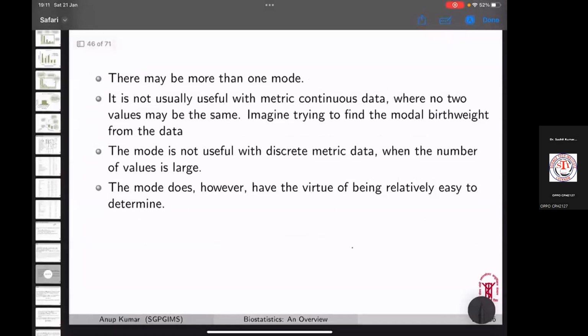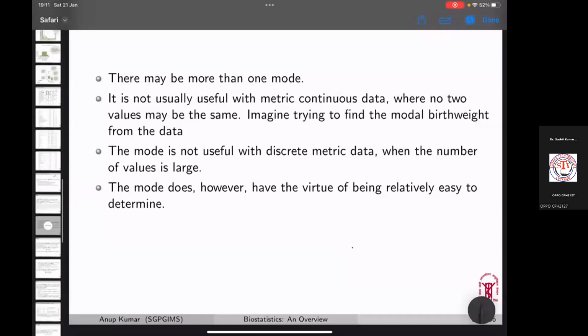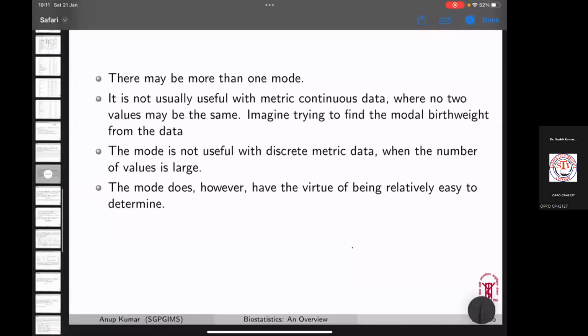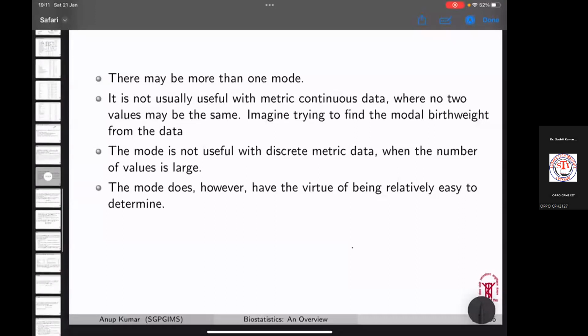Now this mode is not very popular in medicine, because instead of giving the modal value, people just write down all the possible values, and in front of each they write the frequency, and in brackets they write the percentage.